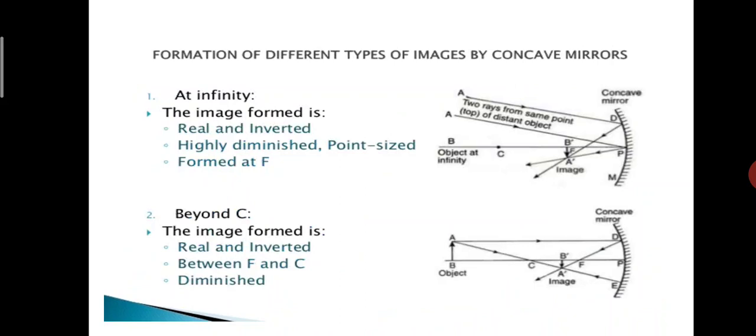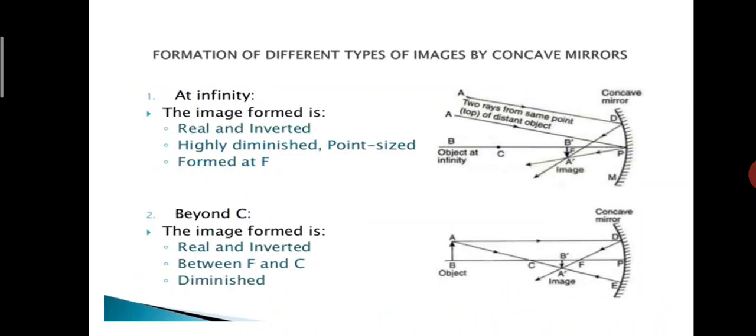First, when the position of the object is at infinity, the image formed is real and inverted. Size of the image is highly diminished or point size, and the position of the image is at focus.